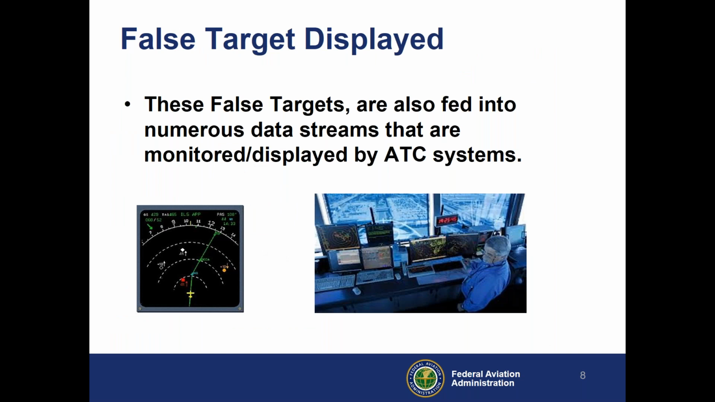Now, these false targets are fed into numerous data streams that are monitored and displayed by air traffic control systems. And I'd like to have Charlie Fellows from the Aircraft Maintenance Division discuss those numerous data streams.